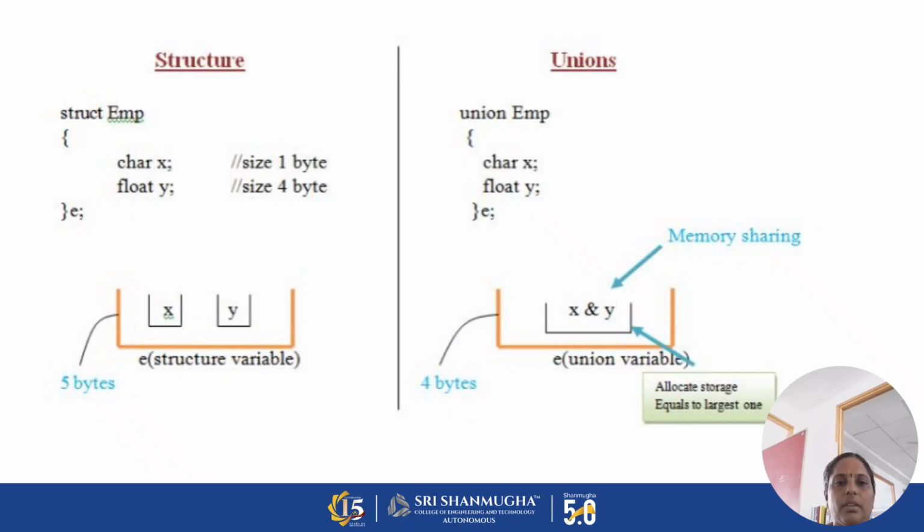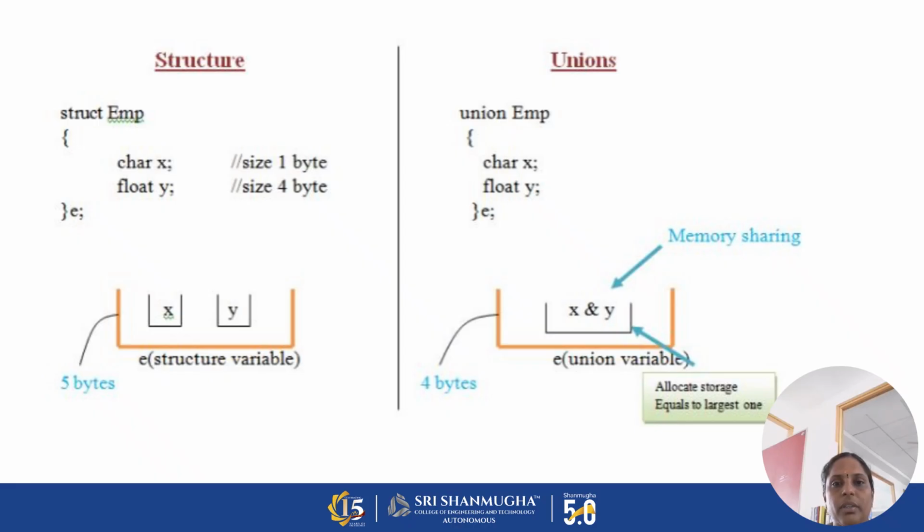See, the structure members are character and float. Here the character will have 1 byte and the float will have 4 bytes. So both the members, character and float, will have separate memory in a structure variable. Here e is a structure variable. So the size of the structure variable is 5 bytes.